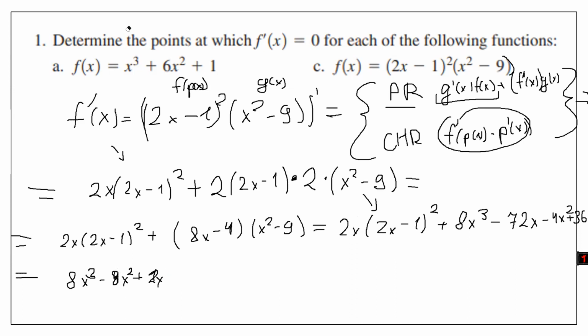Now we write down all of the remaining terms. It's going to be plus 8x to the third power, subtract 72x, subtract 4x squared, plus 36. Next step for me would be to look for common terms. And I have 8 here and here.